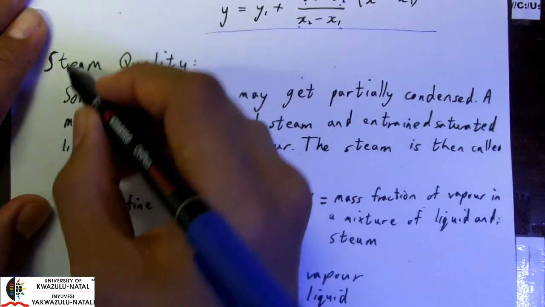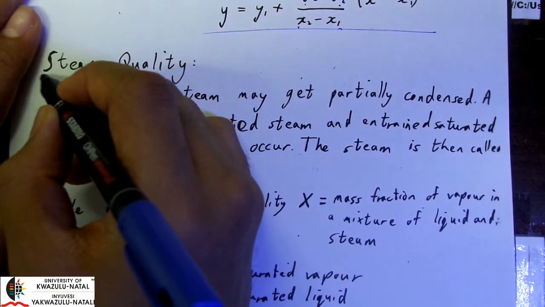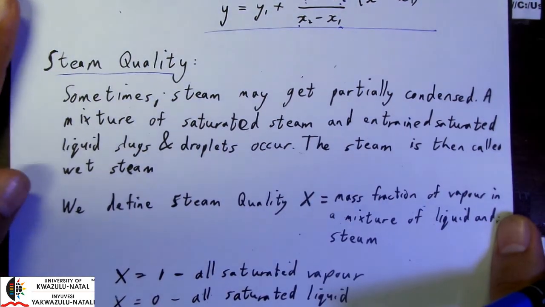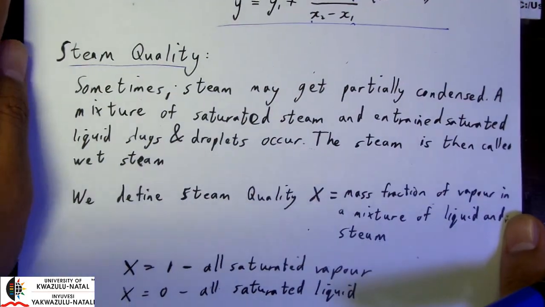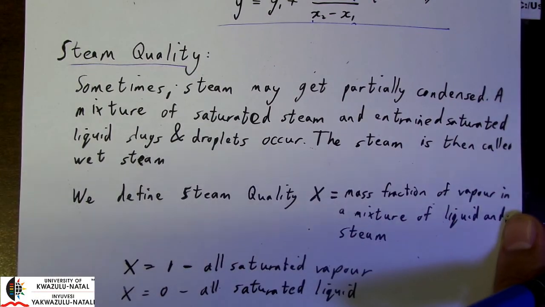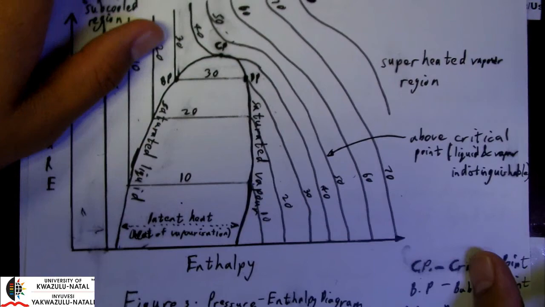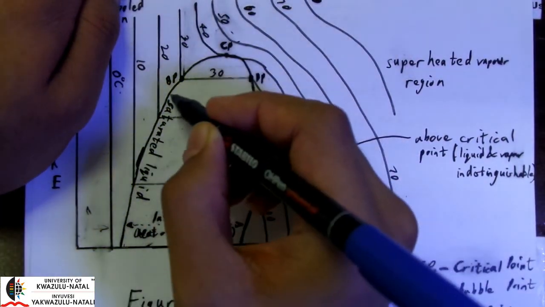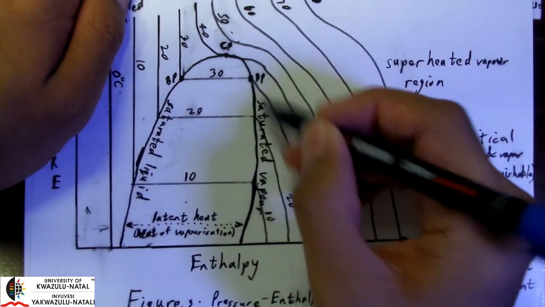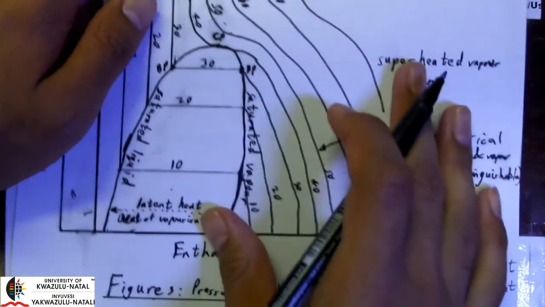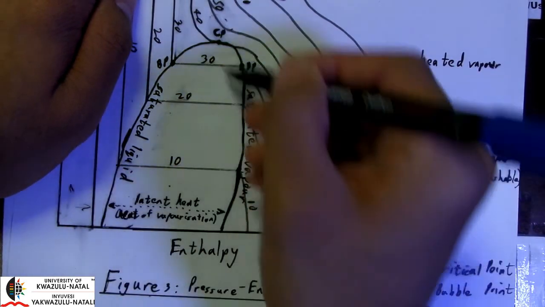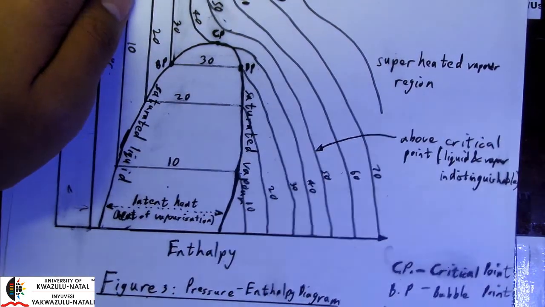Now on to another topic, and that is the topic of steam quality. Steam quality deals with the saturated region once again. So remember we have our saturated region, and we have our saturated liquid line and our saturated vapor line. And remember that in between here, we can expect to have a mixture of vapor and liquid occurring.